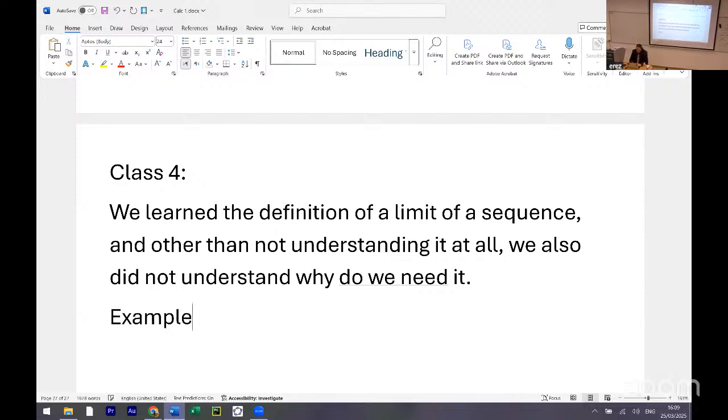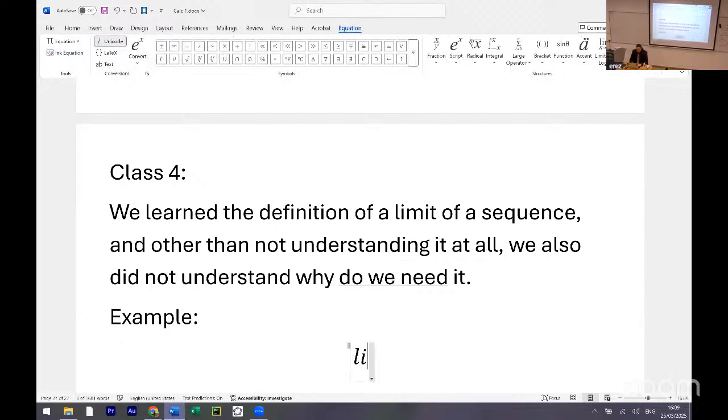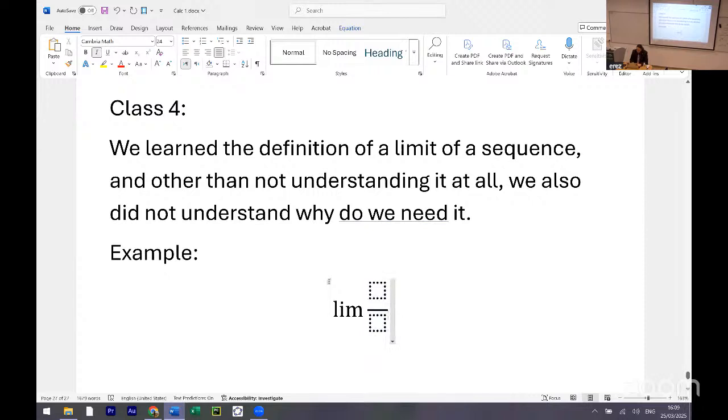Example, say someone asks me, what is the limit of the sequence n plus 1 over n? What is the limit of the sequence? And I will show you now how you will answer such a question. Probably don't have such an easy question on the test, but suppose you have such a question on the test, how will I answer it on the test? I will do the following.